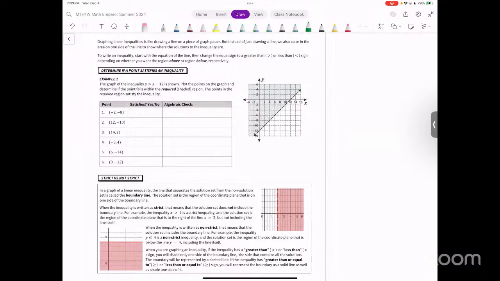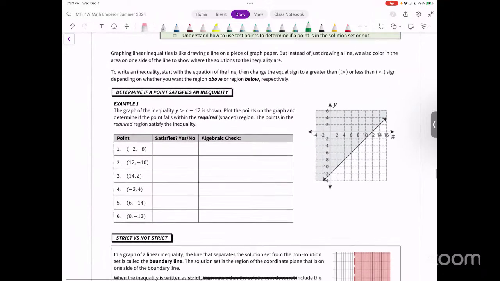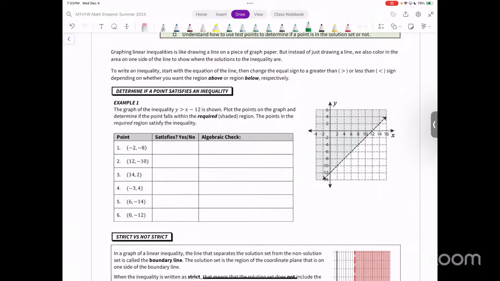Are you all good? Can you see that? Yeah. All right, so we're going back to here. So Vishali, do you think that -2, -8 satisfies this shaded region? So how do you know?